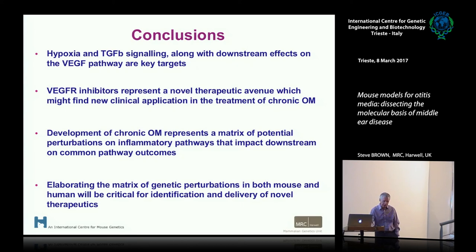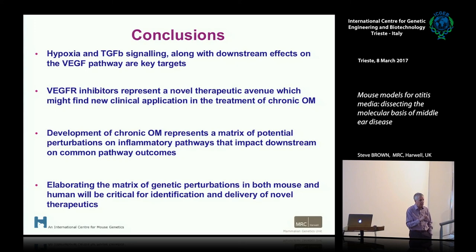But I hope I've demonstrated to you today that without the mouse, we just wouldn't be where we are in terms of a new understanding of what's happening with this chronic disease. And we wouldn't have this perception of how to move forward. I don't think we ever would have really got this insight simply by sampling and looking at the molecular pathology in humans.